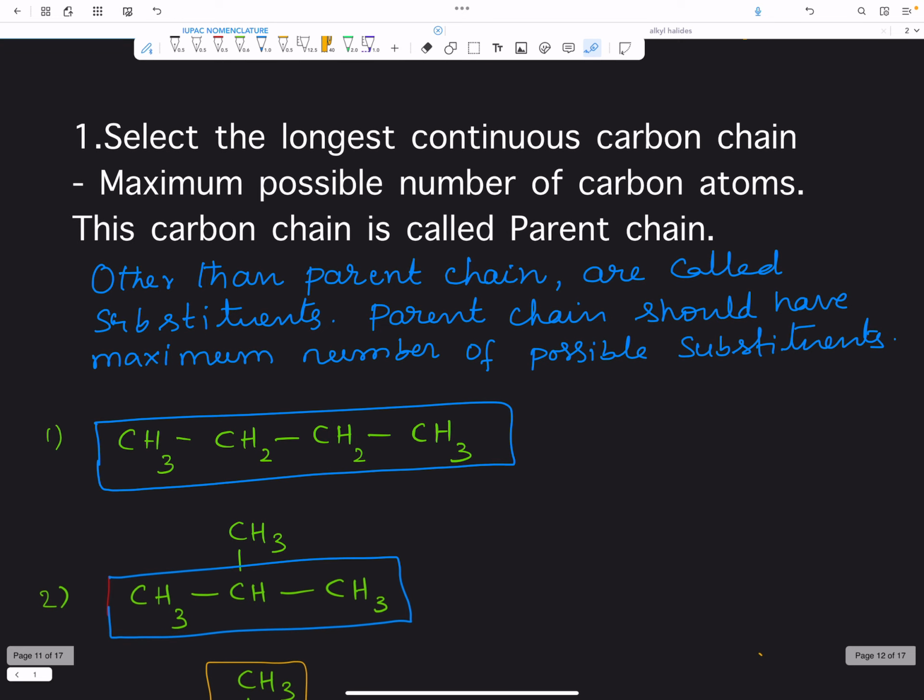Let us see the first example. 1, 2, 3, 4. Here 4 carbons are continuously connected and there is no other possible longest carbon chain. We should not stop at 1, 2 and 3 because next to this carbon there is 4th carbon continuously connected. Therefore, this is a parent chain containing 4 carbons. Please note that here there are no substituents.